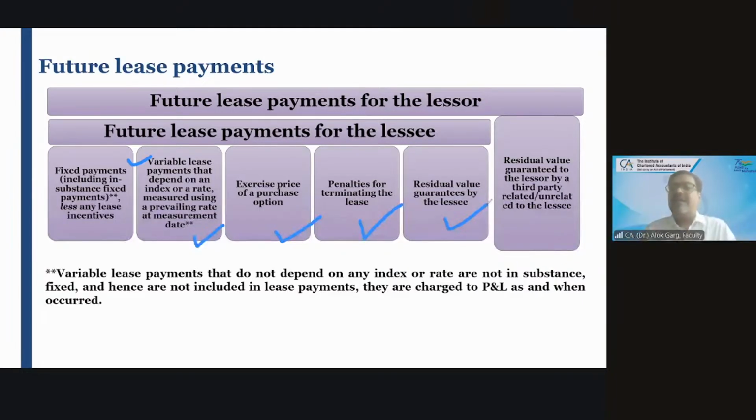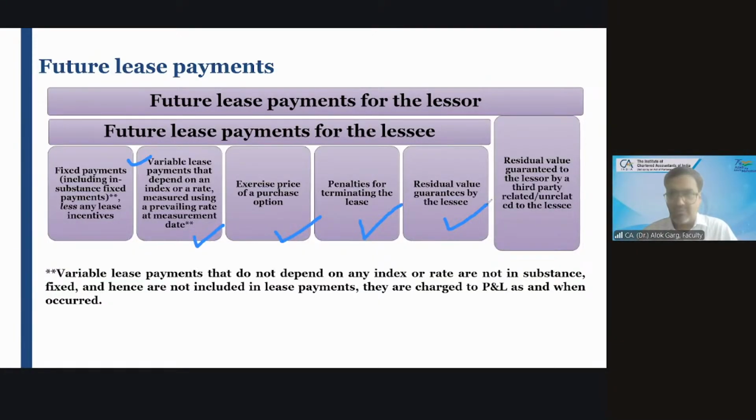Residual value guarantees by the lessee. At times, the lessee also gives a residual value guarantee. What does it mean? For example, Saminathan has taken a car on a lease basis, and he is driving and using this car for 6 years. And the lessor is very tense. Lessor is saying that I don't know how you will drive the car. Probably you will do rash driving also. So the lessor is keeping a lot of terms and conditions so that the car at the end of the 6 years will be in a maintained condition.